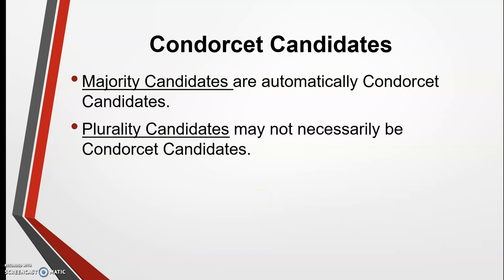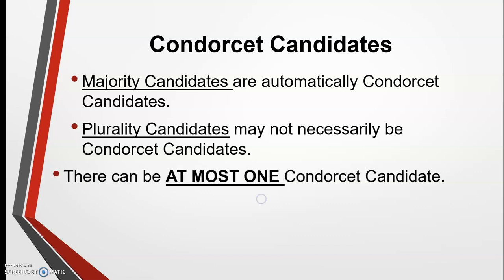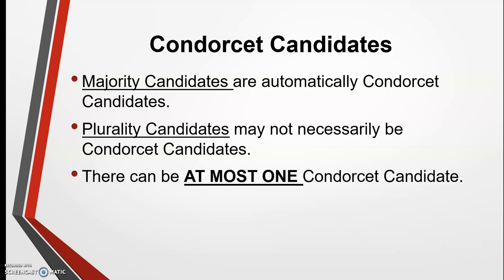Plurality candidates might be Condorcet candidates, but they don't have to be. And there can be at most one Condorcet candidate, just like we saw with the majority candidates. Because a Condorcet candidate must beat every other candidate in a head-to-head comparison, it's only possible for there to be one, because you can't have two different candidates beating everybody else head-to-head.